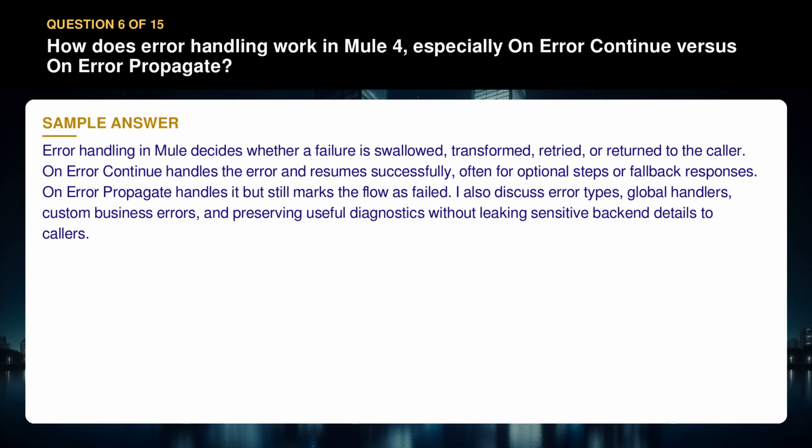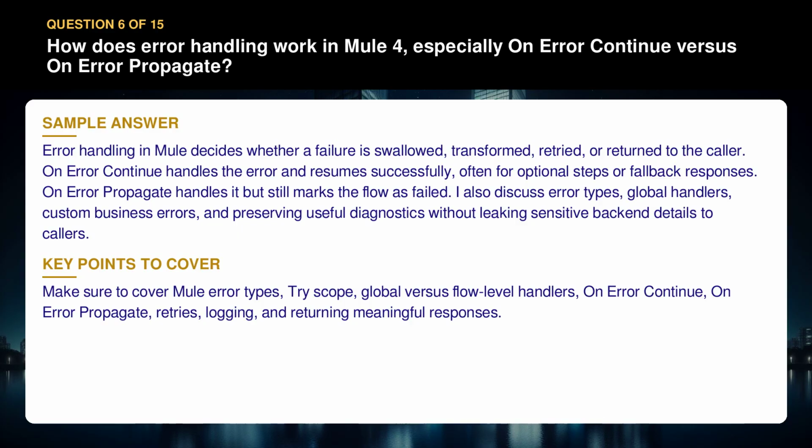I also discuss error types, global handlers, custom business errors, and preserving useful diagnostics without leaking sensitive backend details to callers. Make sure to cover Mule error types, try-scope, global versus flow-level handlers, on error continue, on error propagate, retries, logging, and returning meaningful responses.